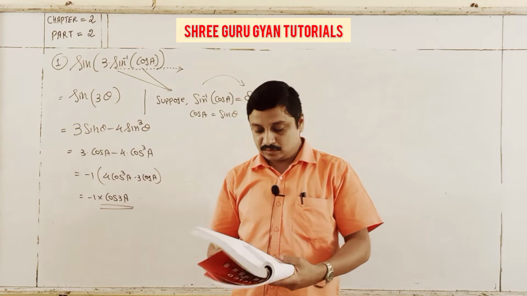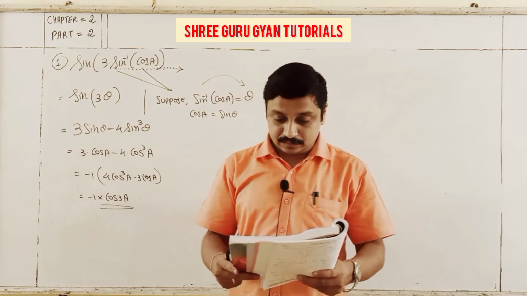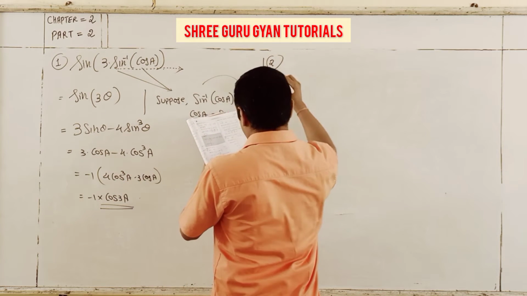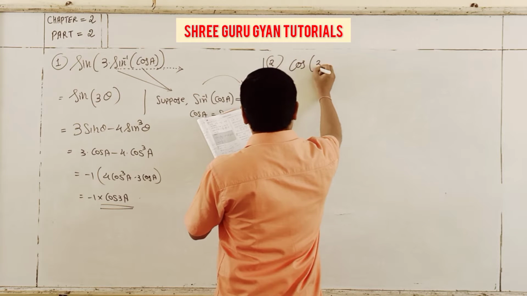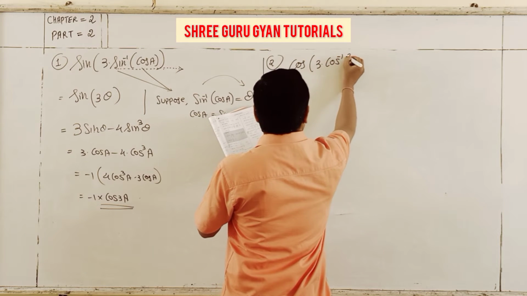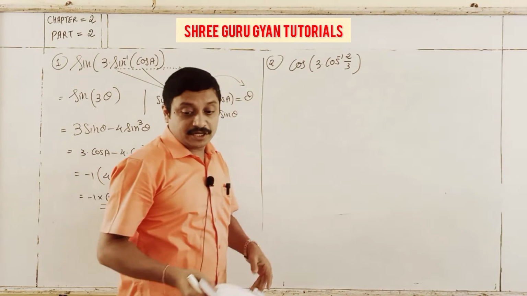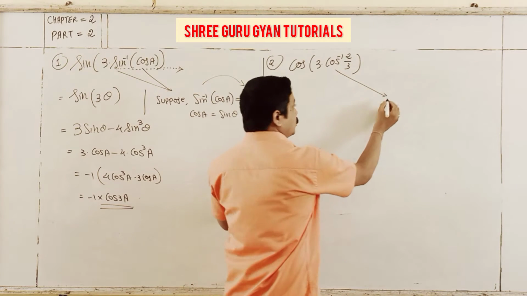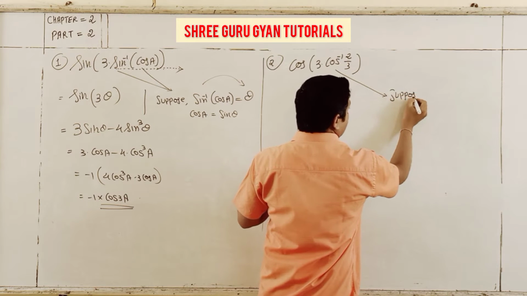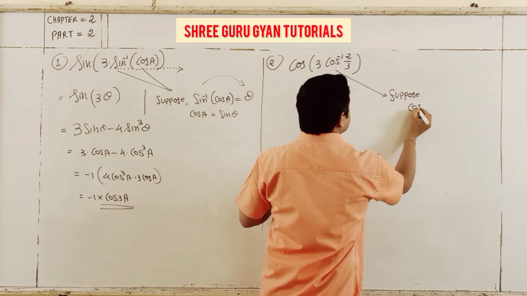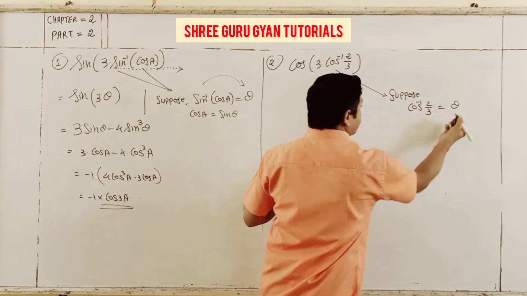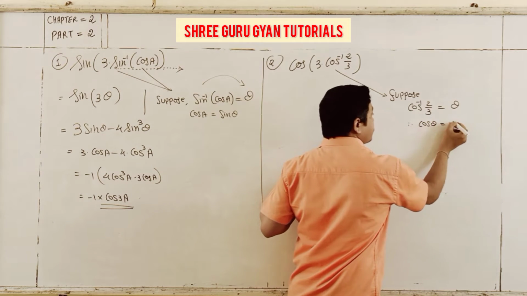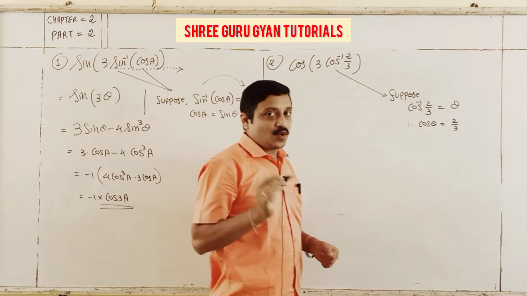Next, continue second one. Cos of 3 times cos inverse 2 by 3. Students, here also I just assume this theta. Suppose we only assume cos inverse 2 by 3 is theta. So definitely we'll do cos theta is 2 by 3.